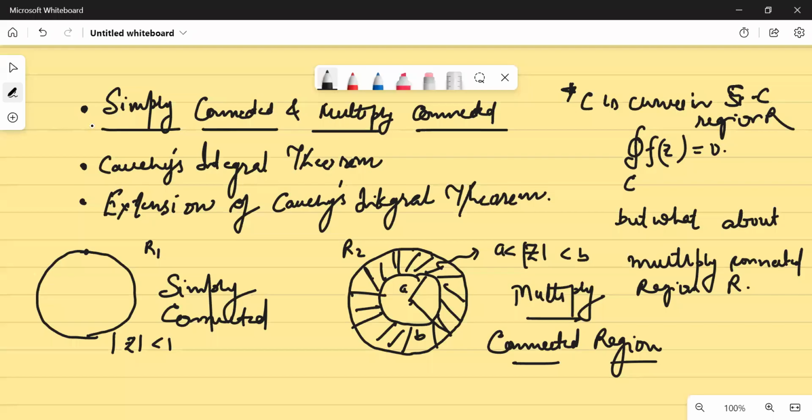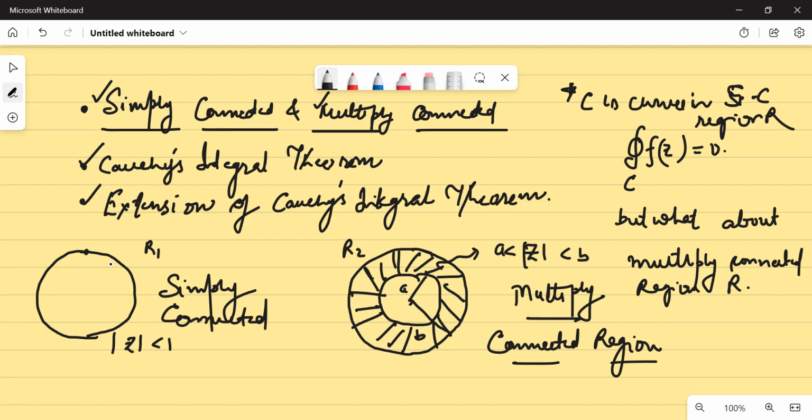So yesterday we were doing a few concepts on simply connected regions and multiply connected regions, and also we were doing Cauchy's integral theorem, an extension of Cauchy's integral theorem to the multiply connected regions. Okay, so yesterday I already explained to you in the previous lecture what a simply connected region is.